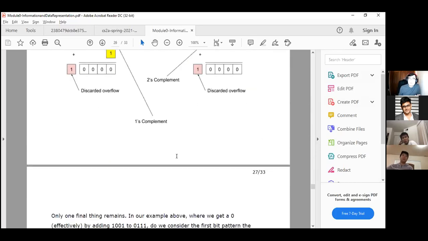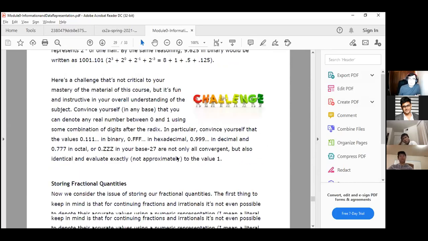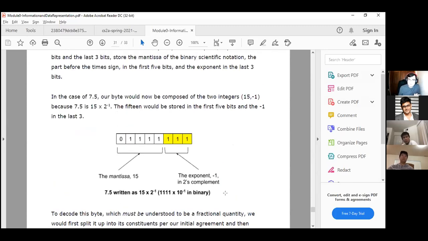So multiplying by 2 to the -1st is the same as dividing by 2, which is a right shift, which is why it's 7.5 instead of 15. Because 1111 shifted to the right becomes 111.1, which is 1 plus 2 plus 4, which is 7. And then 0.1 in binary is 0.5 in decimal. So that becomes 7 plus 0.5, 7.5.